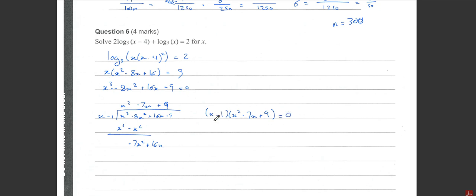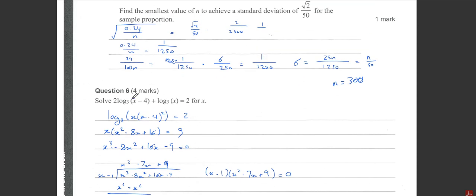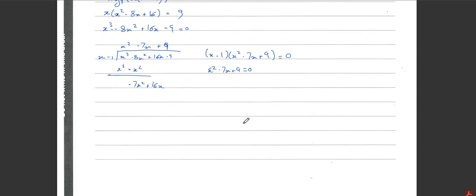But if x equals 1 was a solution, it wouldn't actually work, because when we substitute x equals 1 into here, it's going to be a negative number. You can't take the log of a negative number. Therefore, it's just x squared minus 7x plus 9 is equal to 0. And I'm pretty sure that can't be factorized, so x is equal to 7 plus or minus root 49 minus 36, root 13, on 2.